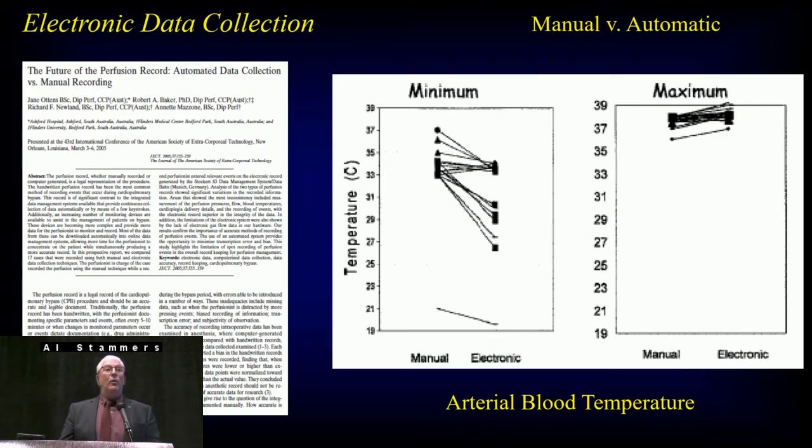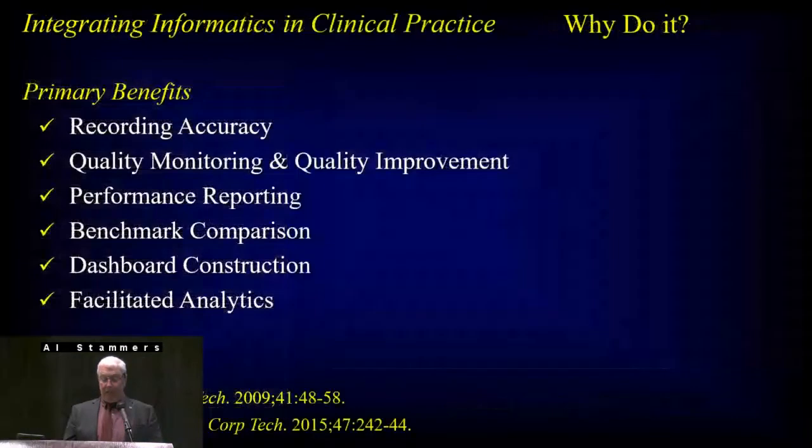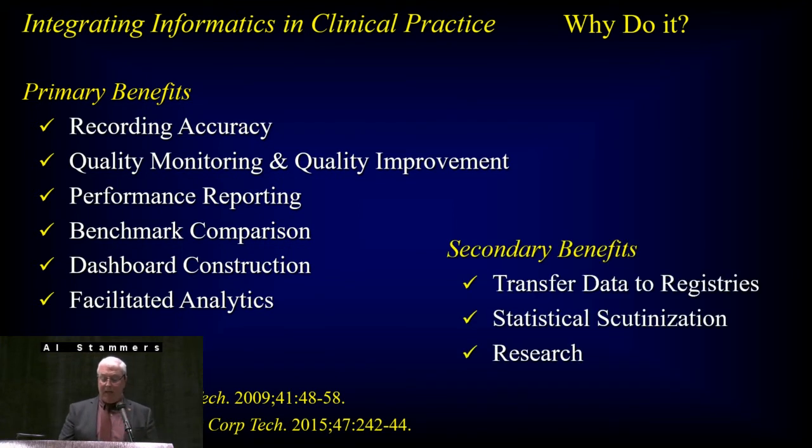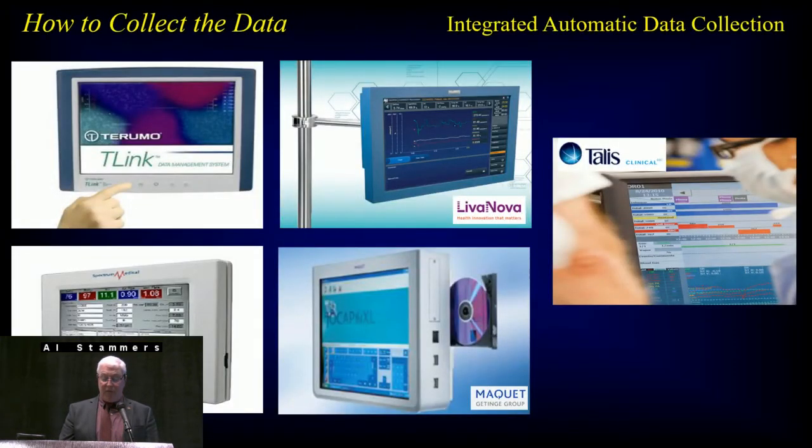So once they come out with those strong guidelines at the 1C level, you have to think very carefully about the cardiac team for not following them accordingly. So what is a summarization on why we integrate informatics in clinical practice? We get better accuracy, quality monitoring and improvement, which we'll talk about, performance reporting, benchmarking, and others that are on this list. And secondarily, we can transfer the information into registries. We can go ahead and statistically analyze this carefully, and then, of course, use it in research.